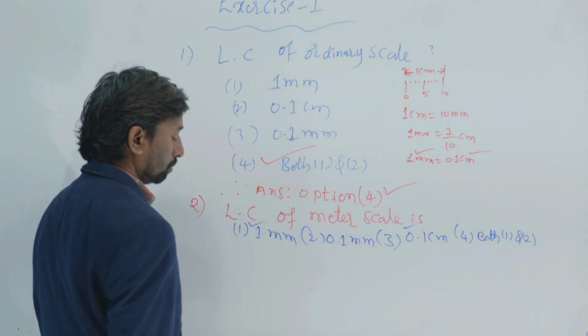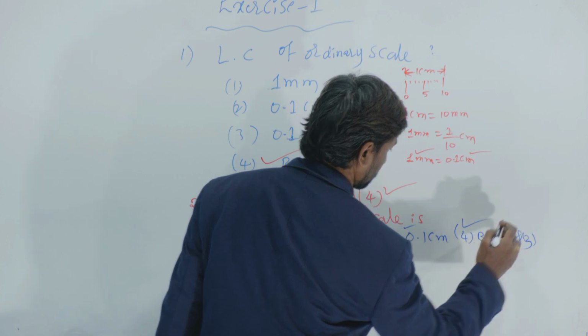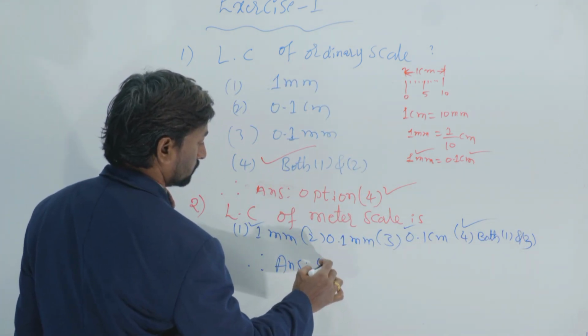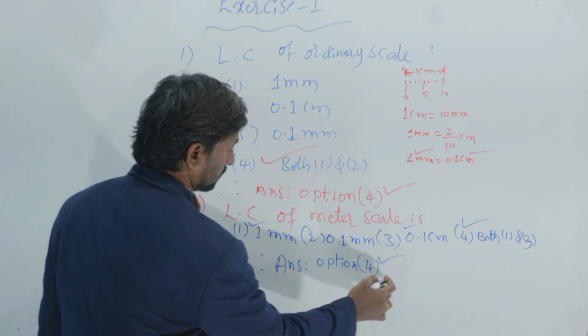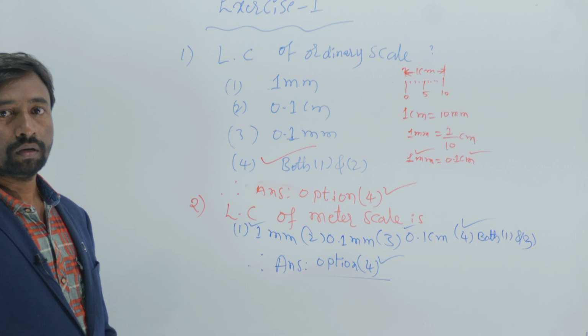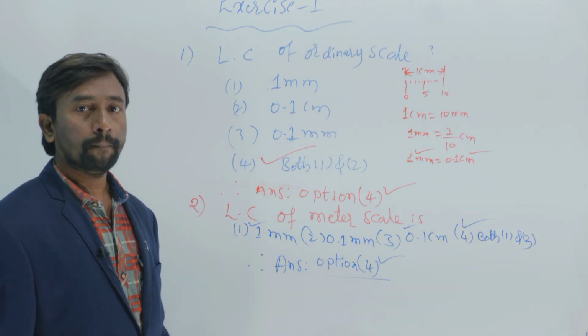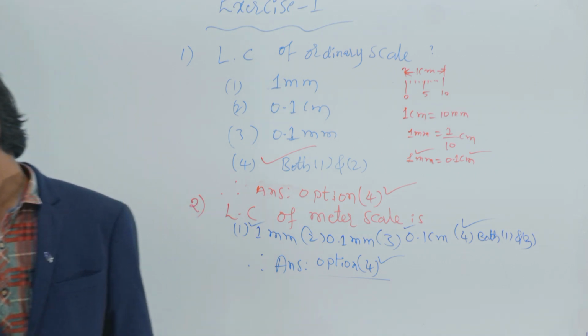So we can write both 1 and 3. Here it is given as 3. So the answer is option 4. This is the correct one. Okay, answer option 4. It's clear now? Now next up.